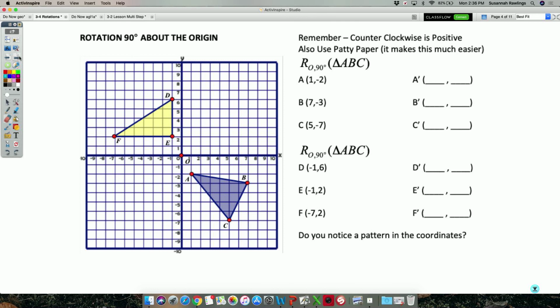What direction? Counterclockwise. These are a little bit easier because they're all in the same quadrant. So look at A, B, C. That is all in the positive, negative. If I rotate that 90 degrees counterclockwise, where is it going?